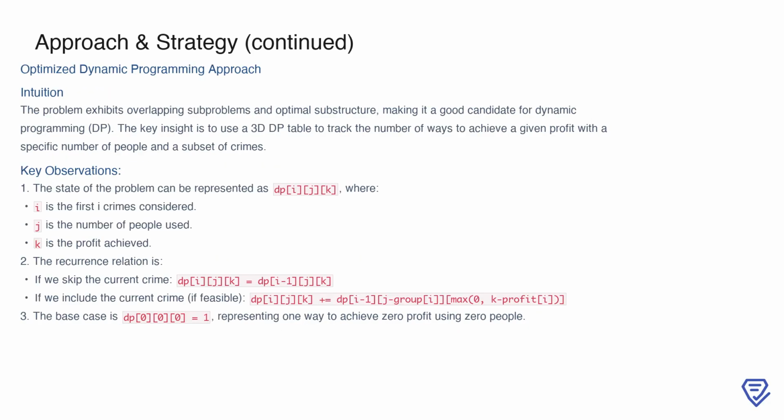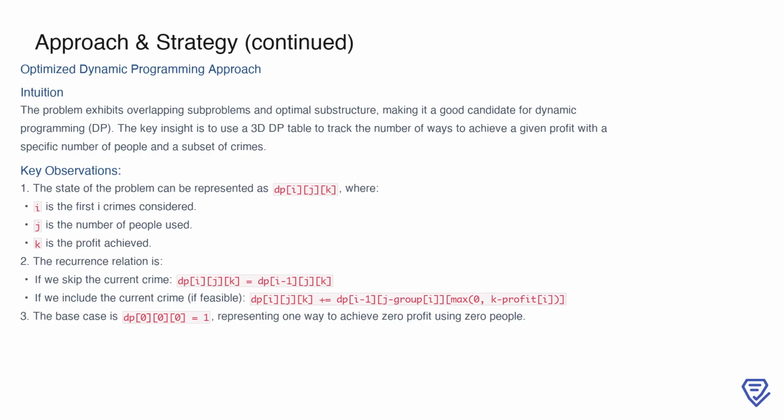Now let's move on to the optimized dynamic programming approach. This problem has characteristics that make it well-suited for dynamic programming, specifically overlapping subproblems and an optimal substructure. The main idea is to use a 3D DP table to represent the state of the problem. Each state, dp[i][j][k], tracks the number of ways to achieve a profit of k using j people and considering the first i crimes.